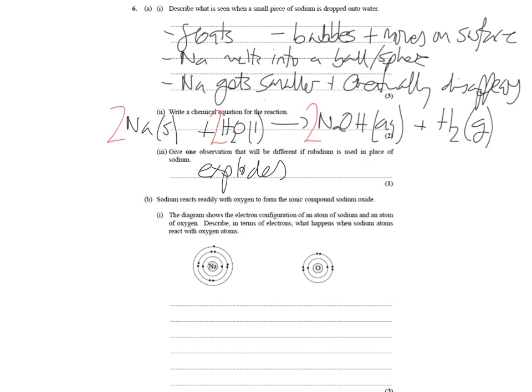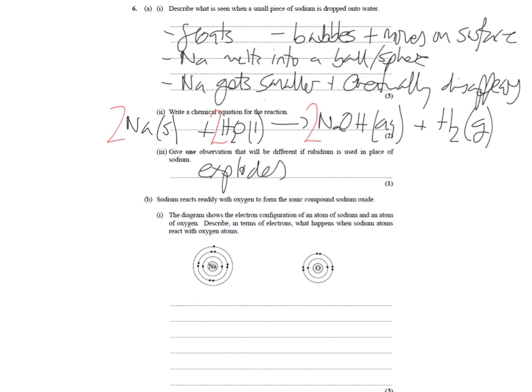So be bold with your observations. Now, the question moves on to looking at bonding. You might be thinking perhaps they're going to ask us to describe why the reactivity increases down the periodic table, and we've just talked a little bit about that. But instead, it moves on to talking about bonding.